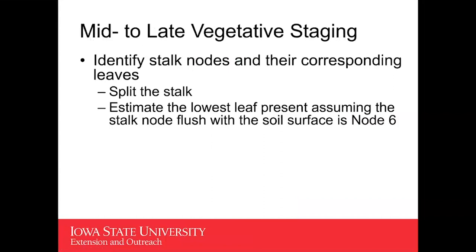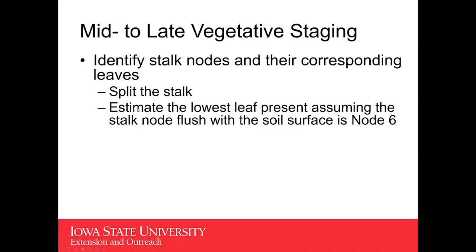So when we get out to the mid to late vegetative stages, this can be a little bit more difficult to get some accurate staging on. And, you know, in a lot of cases, we can do some guessing to some degree. But if we do need to really have an accurate staging, the best way to do that is to identify the stalk nodes and their corresponding leaves. And we can do this pretty easily by splitting the stalk with a hawkbill knife, like Angie had talked about.